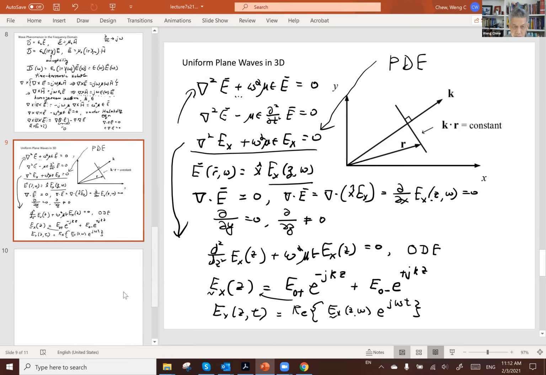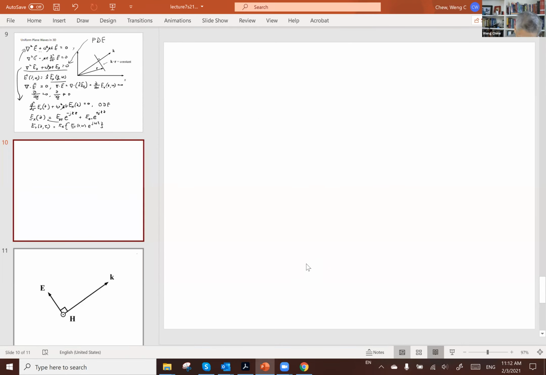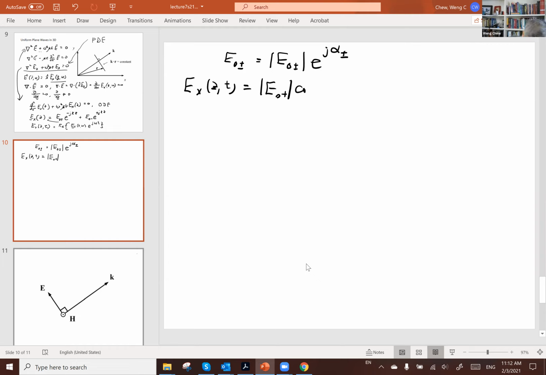If you do that, then you can go through some algebra and show that if E0 plus or minus are functions of frequency, but also functions of space in a very simple fashion, as I would have denoted in the lecture notes, then it is a complex number. And if it's a complex number, it can be written in terms of magnitude and a phase. Let me denote these two complex numbers in this manner. And you go through the algebra of finding this quantity in the time domain. I won't go through the detail.